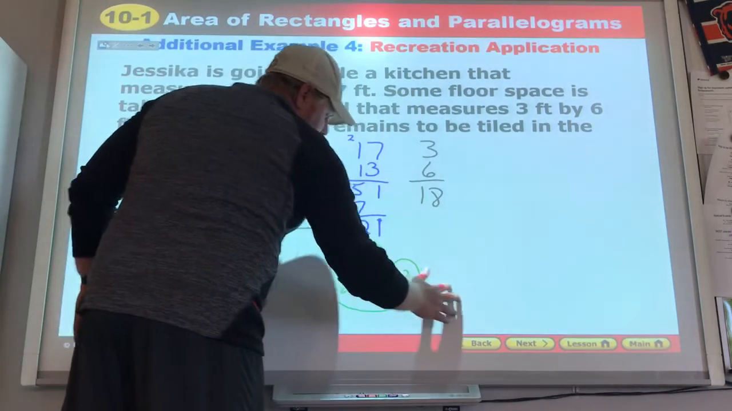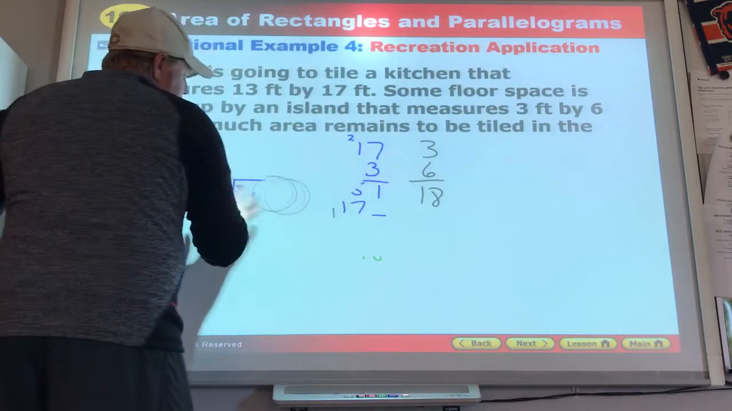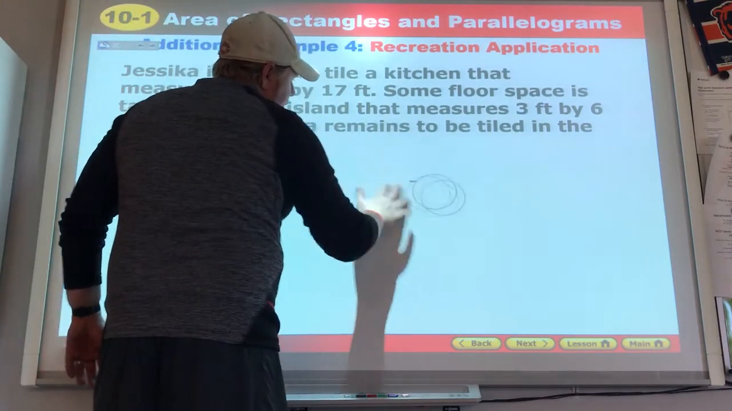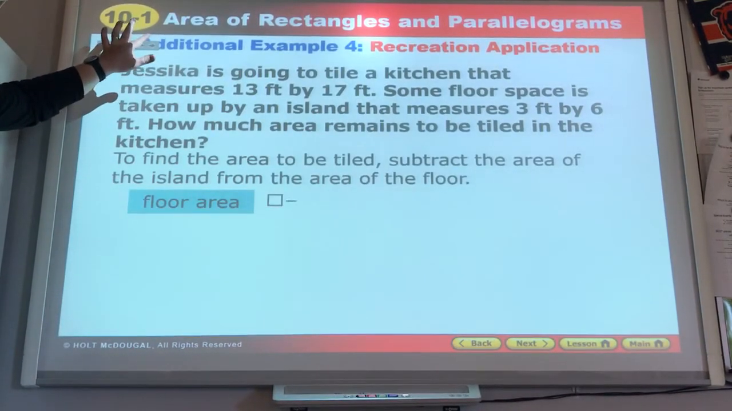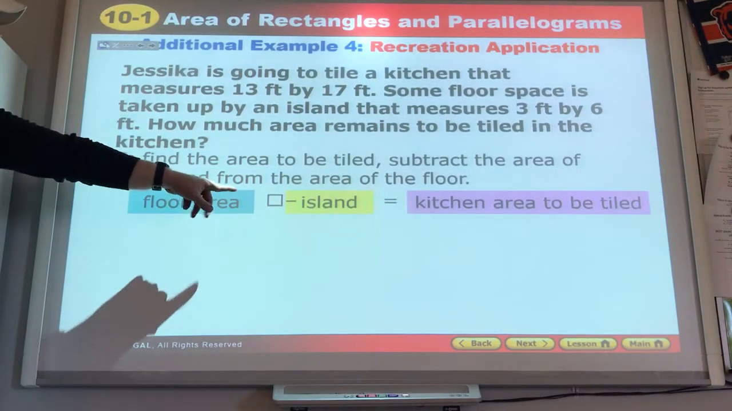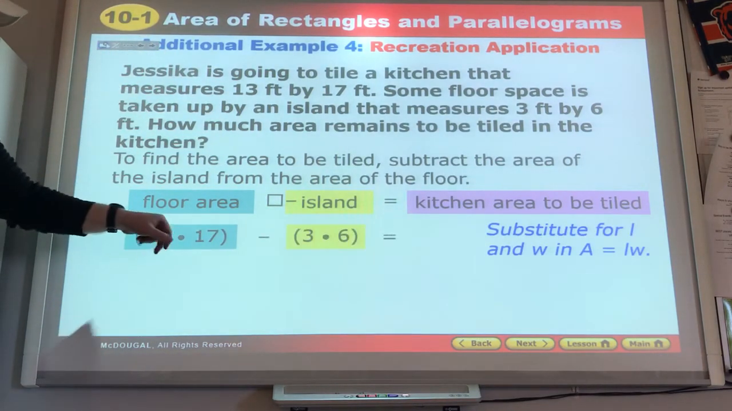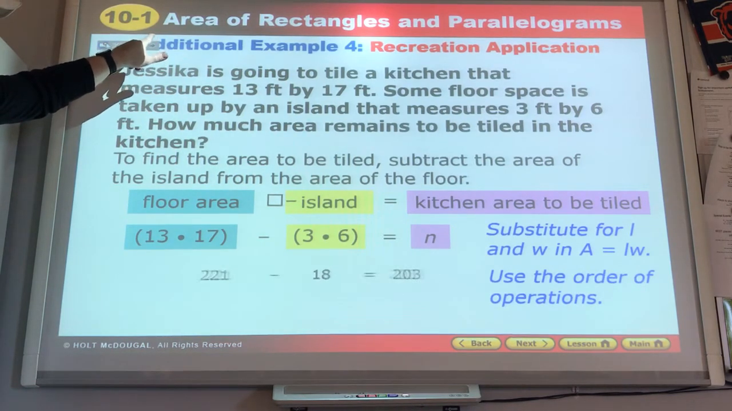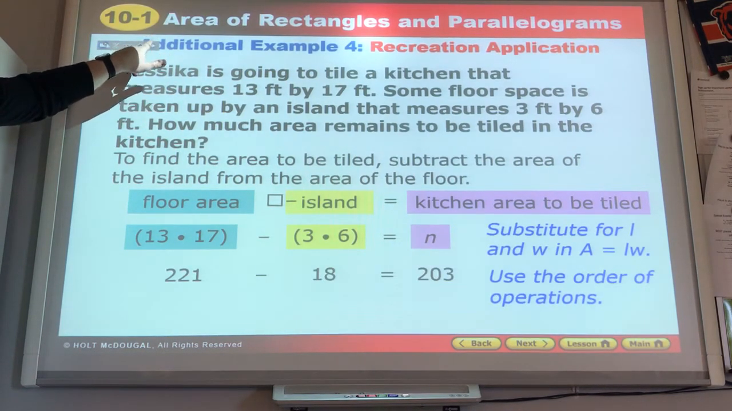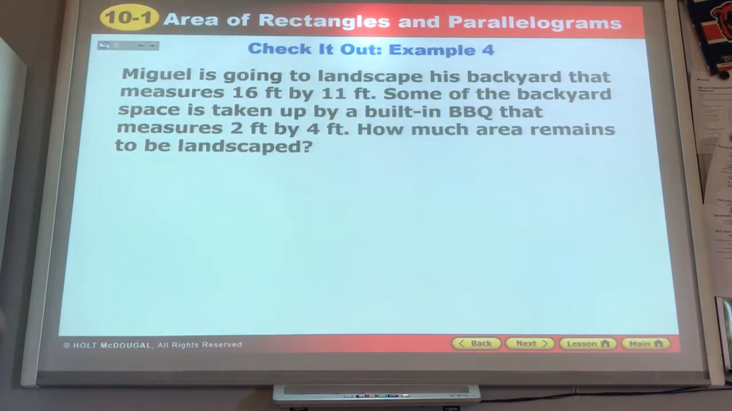All right, let's erase and let's see what these guys did. Get a look at it from their nice, pretty drawings instead of my hand-drawn ones. Okay? So, find the area. So, floor area minus island equals kitchen to be tiled. All right? 13 times 17 was the whole thing. 3 times 6 was the island. We subtract those. 221 minus 18 is 203 feet squared. All right, let's look at it again.